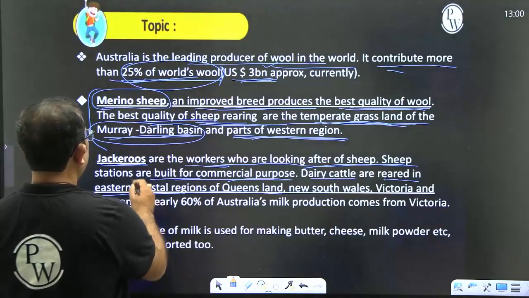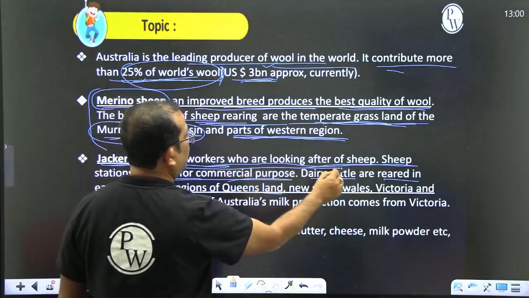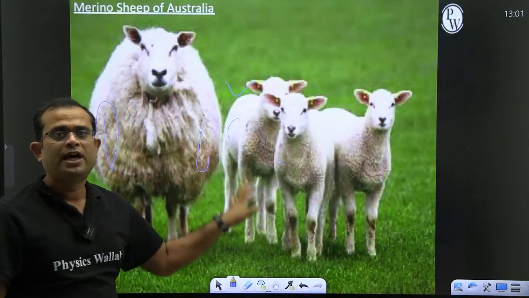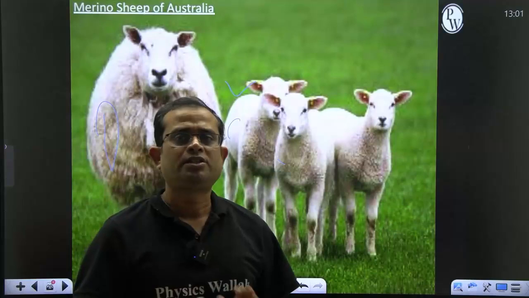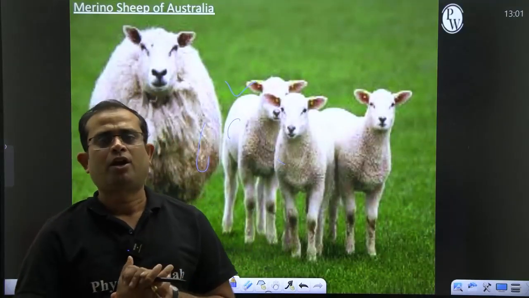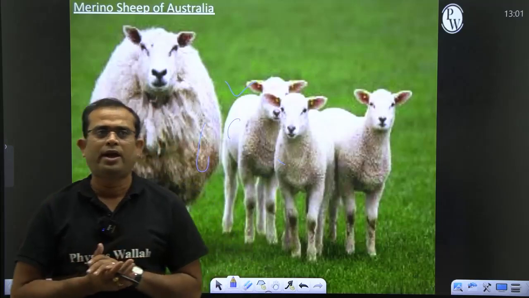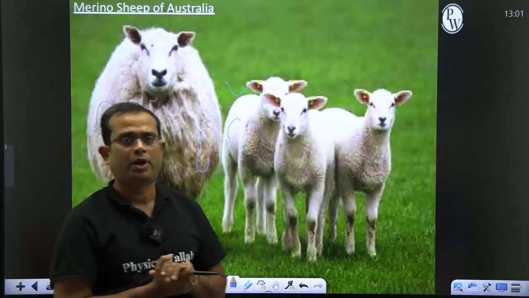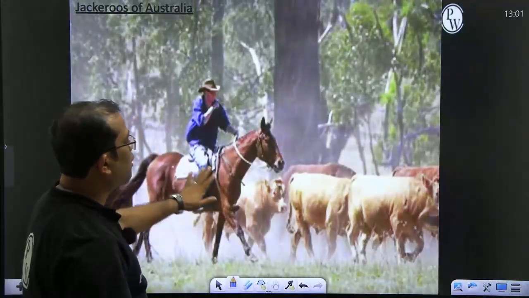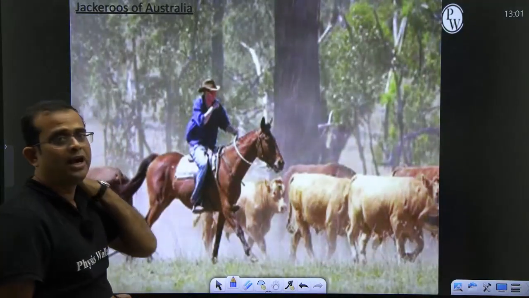So first, the jackaroos are the workers who are looking after the sheep. Now, coming down to these merino sheep. These sheep are mainly taken care of by these jackaroos particularly. And the Australian government has employed these jackaroos. They are the ones taking care of the sheep and other cattle varieties.